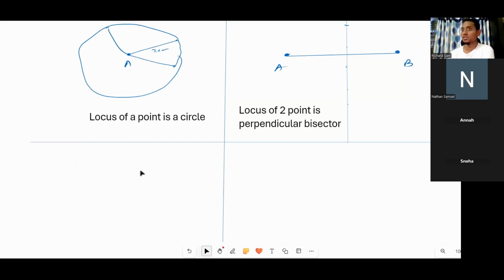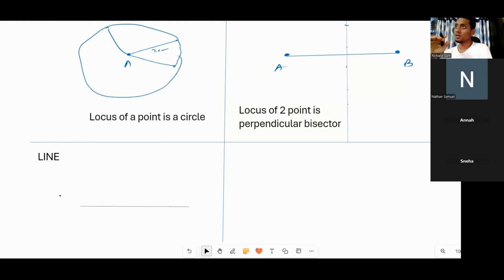Next, we're going to see the locus of a line. What we saw right now was locus of points, 1 point and 2 points. Next is what? Locus of a line. So if I give you a line, and I tell you, draw the locus of a point which is 2 centimeters away from this line.